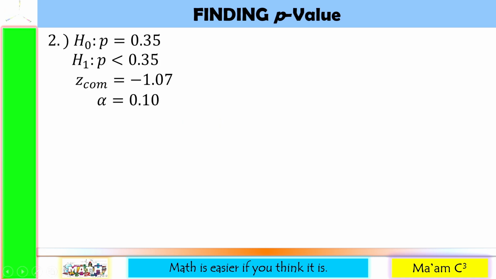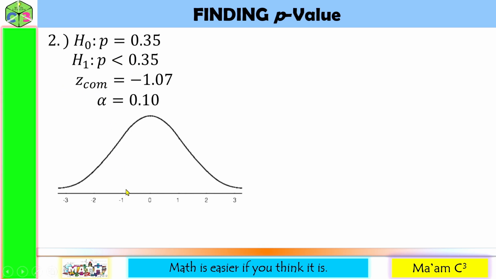Let us have another one. So this time we have a left-tailed test. Let us graph our computed value. Negative 1.07 is somewhere here. Let us label that. And the p-value is the more extreme values. So that would be the area to the left of negative 1.07.